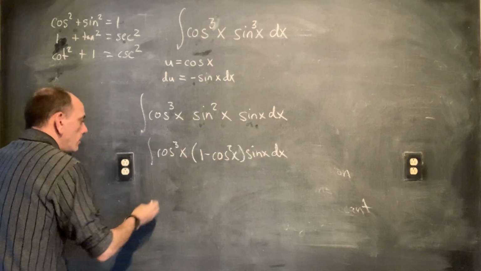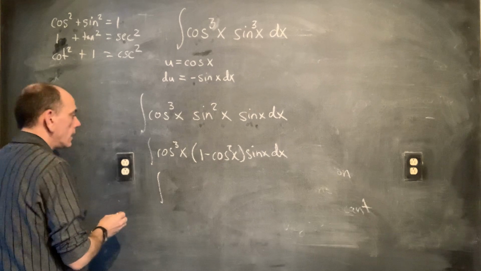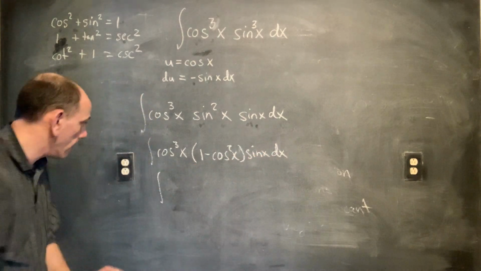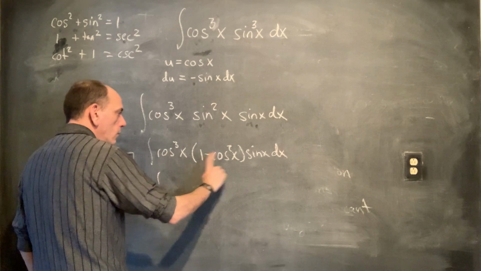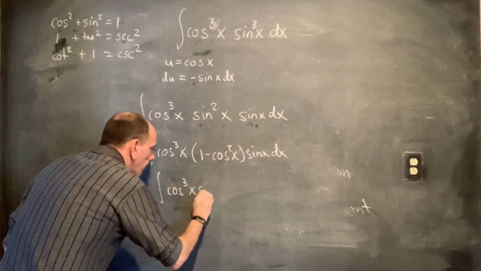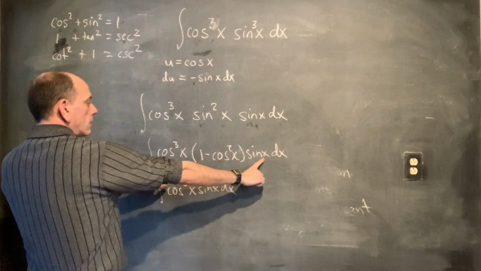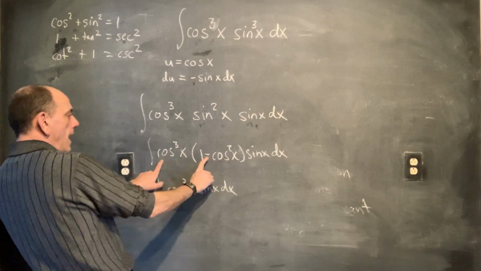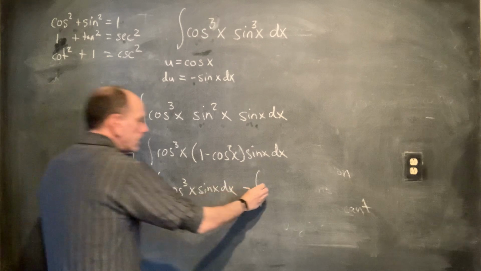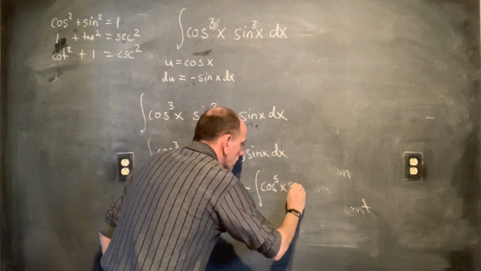Now we can just distribute, and in this next step you'll see that it'll be a straight u sub, because our du is going to be sitting there. It's nice. So cosine cubed sine x dx. Okay, that was this first one. And then minus, we've got cosine to the 5th sine x dx.